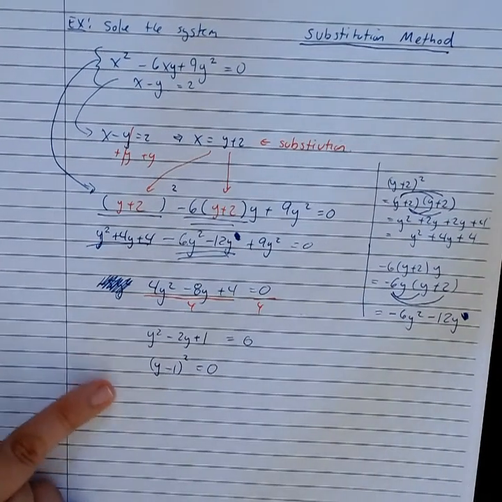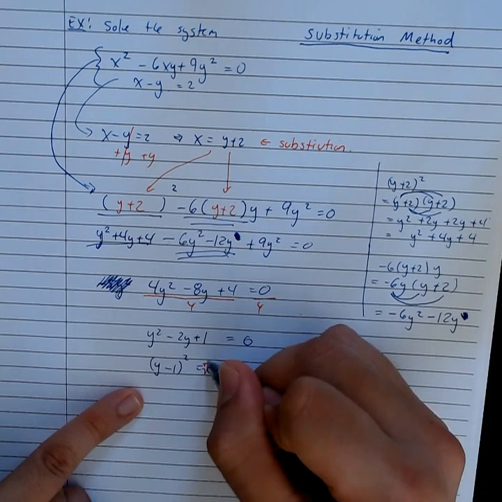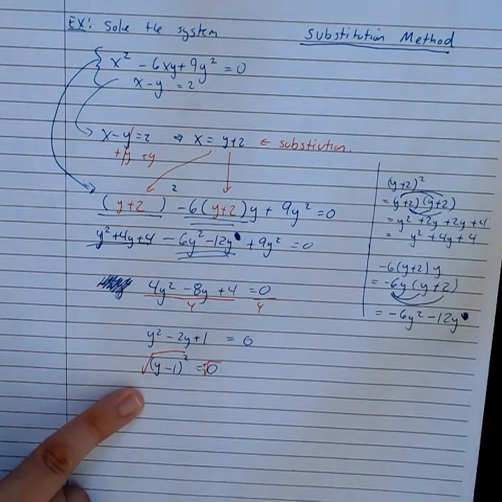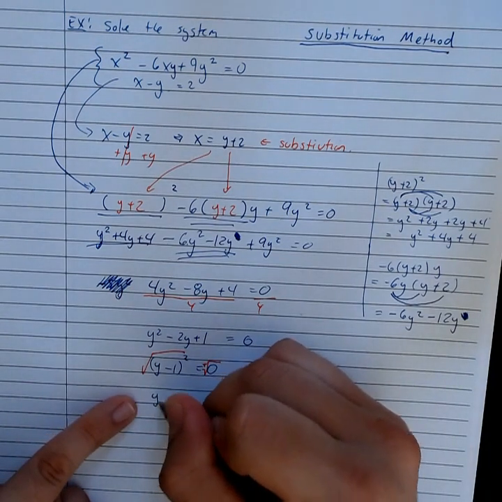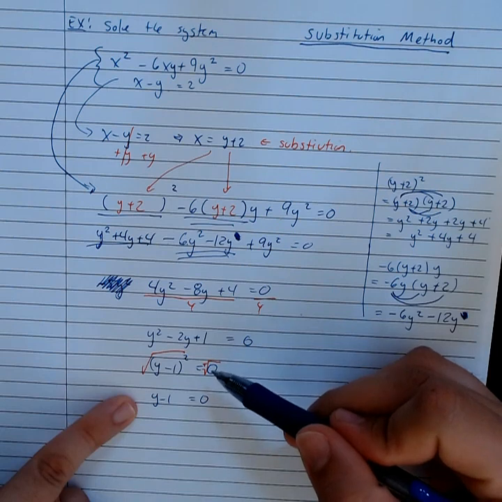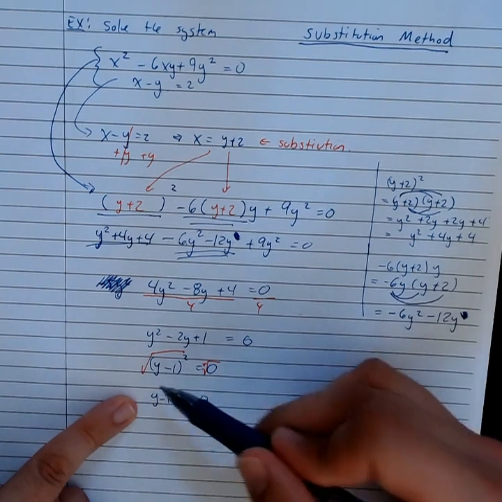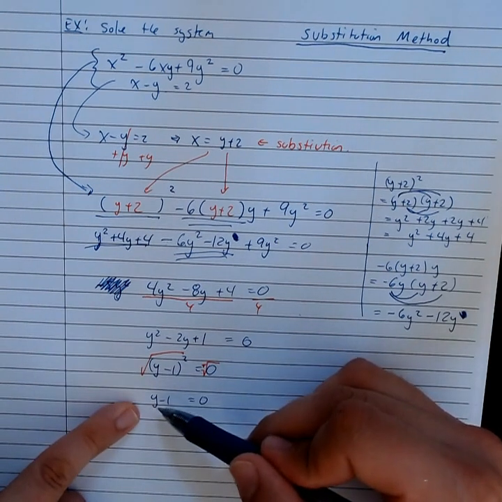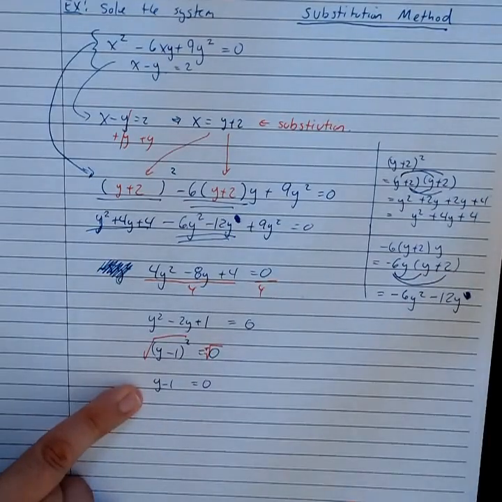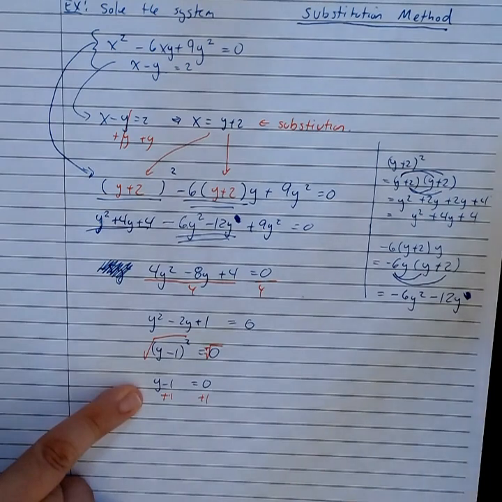I could take the square root of both sides here. And the nice thing about the square root of 0 is that the plus or minus doesn't make a difference, right? Plus or minus 0 is still 0. So here, I just have y minus 1 is equal to 0. So here, I'm left with y minus 1 equals 0. And finally, I can add my 1 to both sides, and I get a result. y is equal to 1.